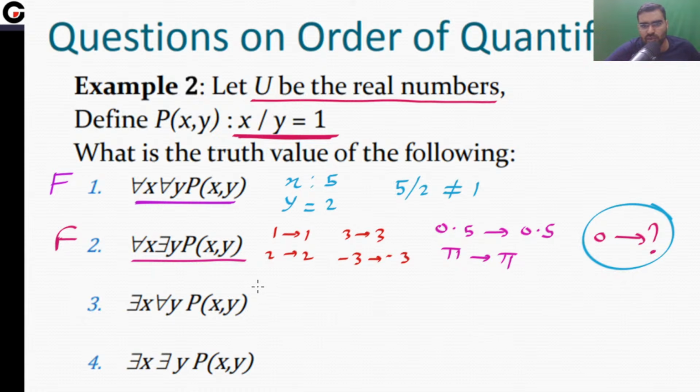Okay, if you take x equal to 0, then basically there is no one for 0. Is this clear to everyone? So this statement is false because there is no one for 0. This is the problem. For 0 there is no 1.